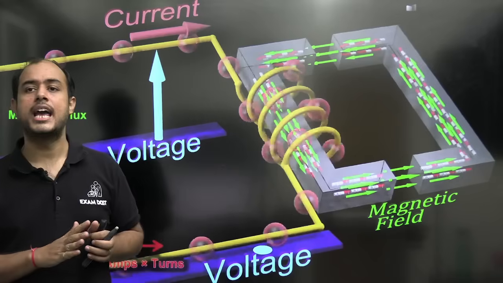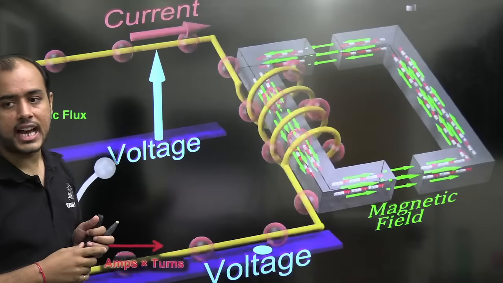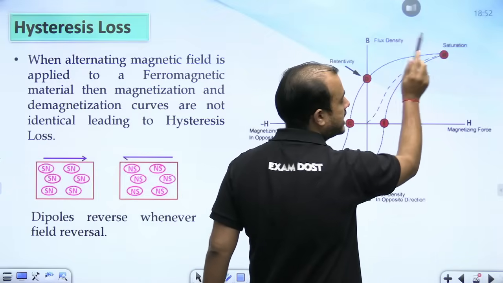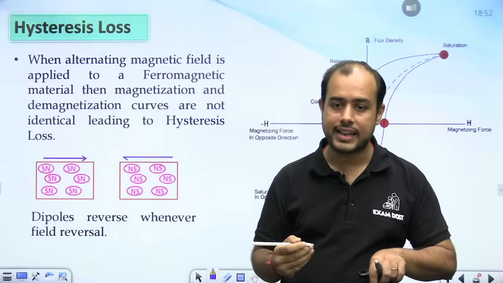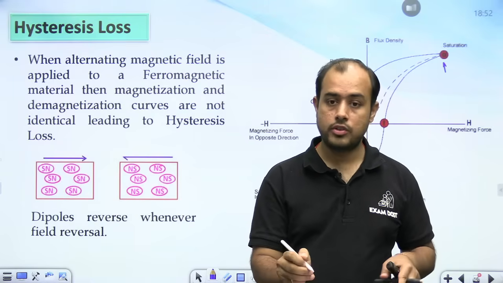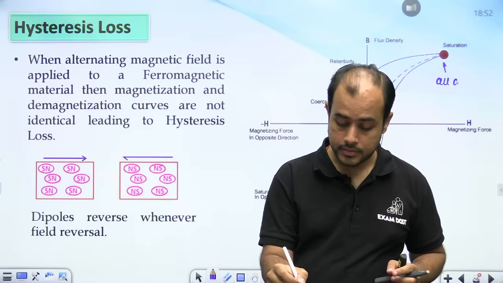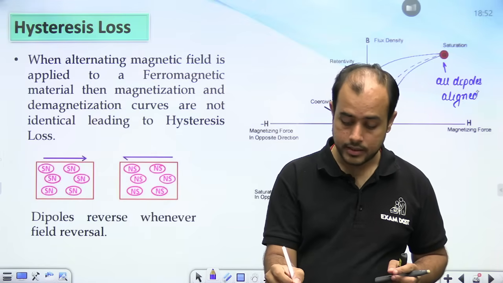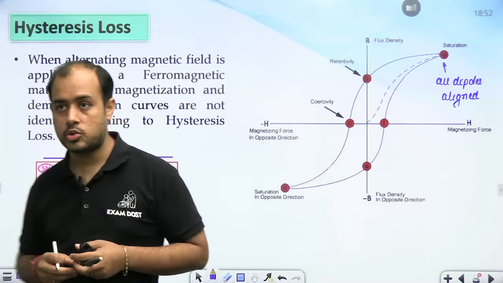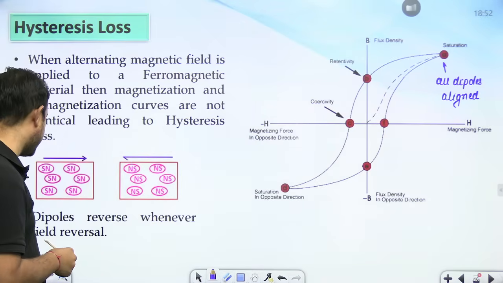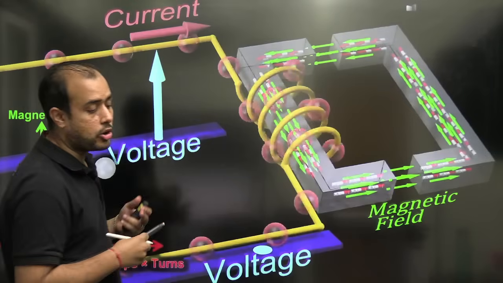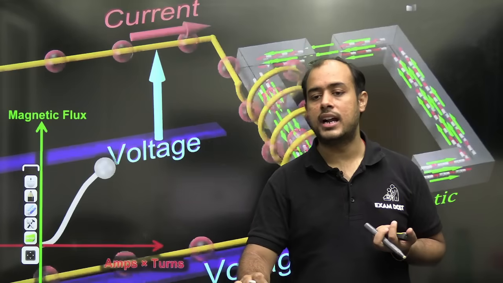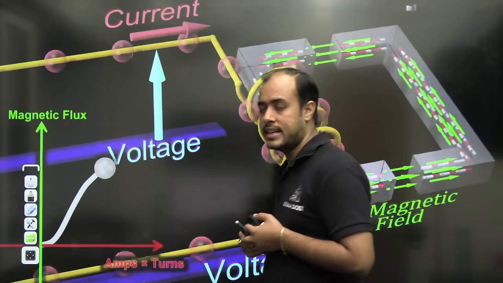And once all the dipoles are aligned, once 100% dipoles are aligned, then your graph will saturate. So this graph will saturate when all dipoles are aligned. समझ गए? The graph is going to saturate when all dipoles are aligned. Understood, beta? Because you cannot increase the flux density any further. अब इससे ज्यादा क्या ही कर लोगे? 100% alignment से ज्यादा तो उस पे आ जाता है saturation.